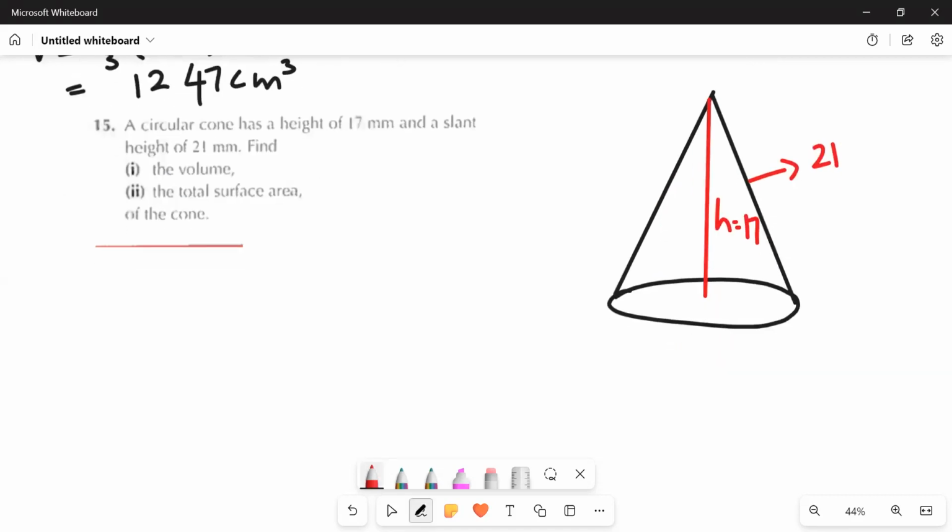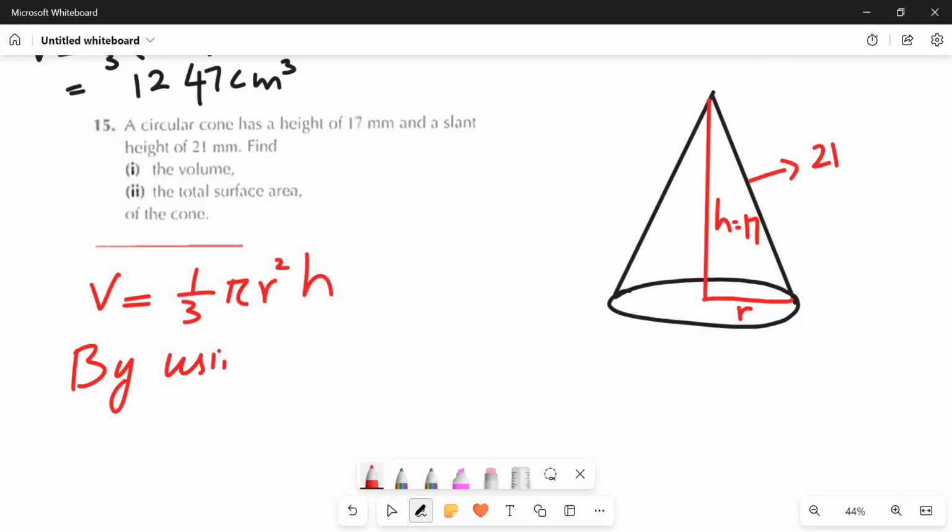Okay, now here the radius is not given. For the volume, we have to find the radius also, because the volume formula is 1 over 3 pi r square h, right? So for the volume, we need the r square value. For finding r, we will apply the Pythagoras theorem again.